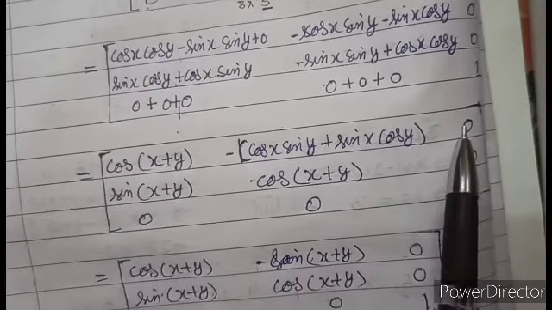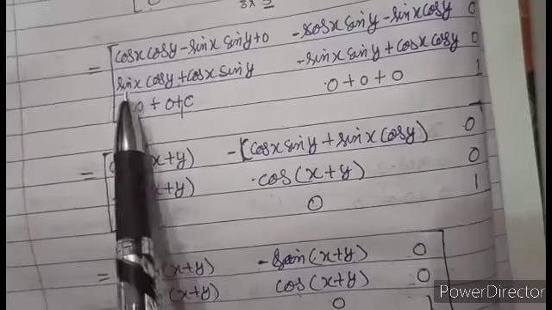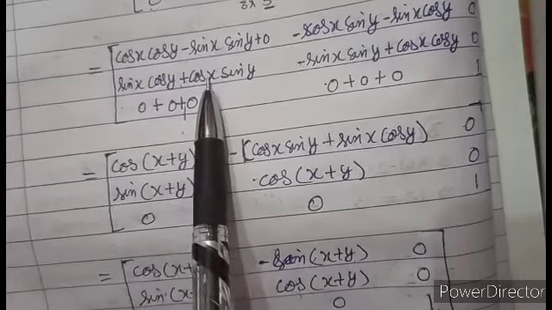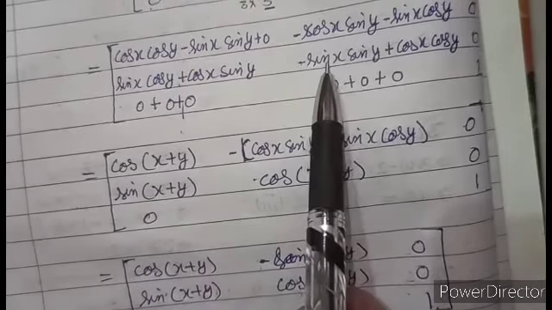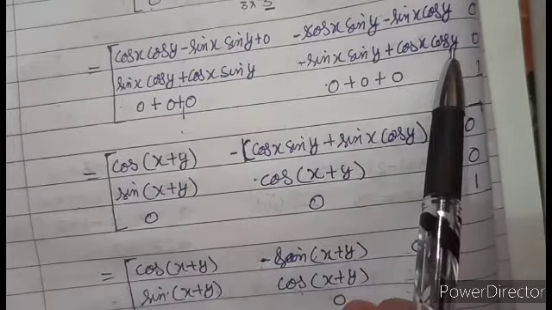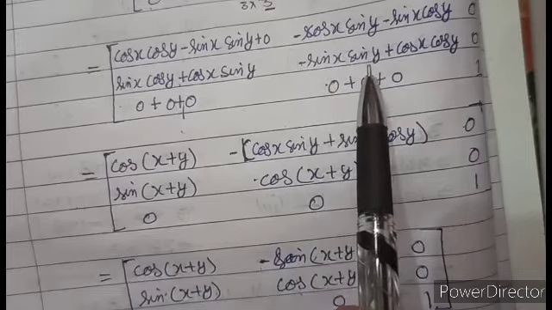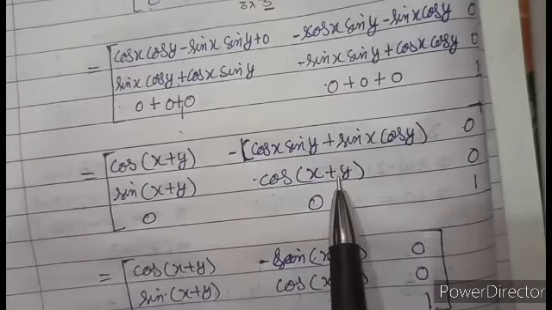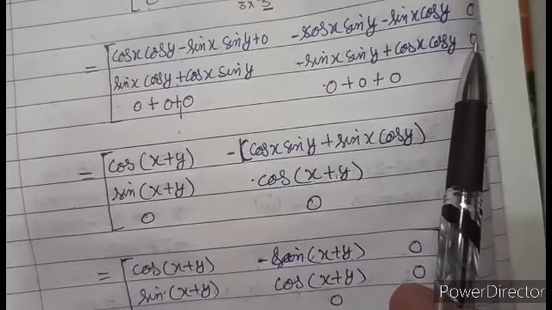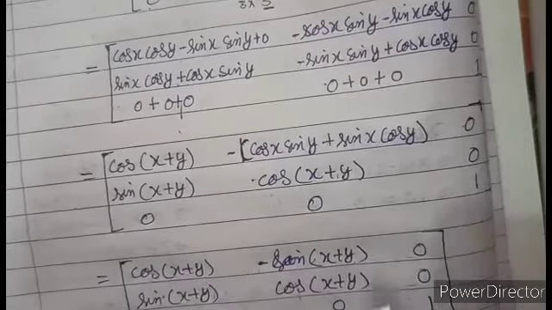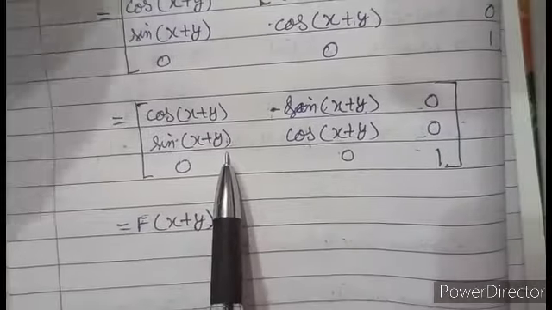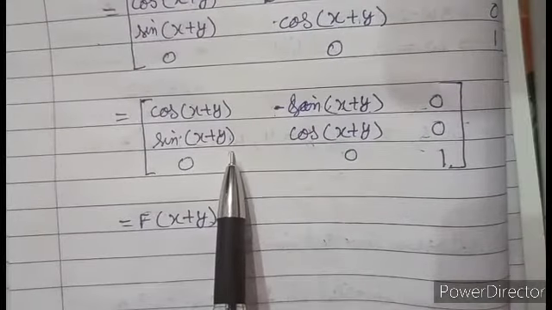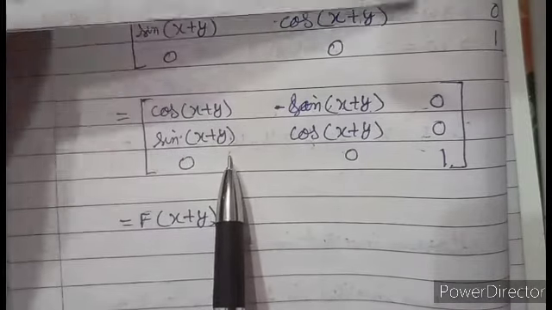Third element is 0. Now here sin x cos y plus cos x sin y is the formula for sin (x plus y), and cos x cos y minus sin x sin y is the formula for cos (x plus y). Last element is 0, then 0 0 1. Now as we see here, we are getting, our question was this one.